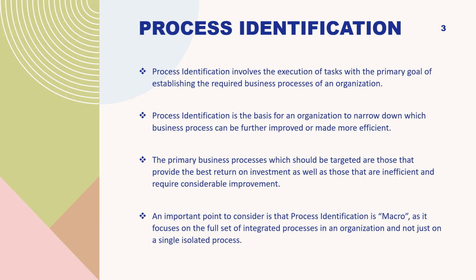Now, what is process identification? Process identification involves the execution of tasks with the primary goal of establishing the required business processes of an organization. Process identification is the basis for an organization to narrow down which business processes can be further improved and made more efficient. The primary business processes which should be targeted are those that not only provide the best return on value or investment, but also those business processes which are inefficient and require considerable improvement.